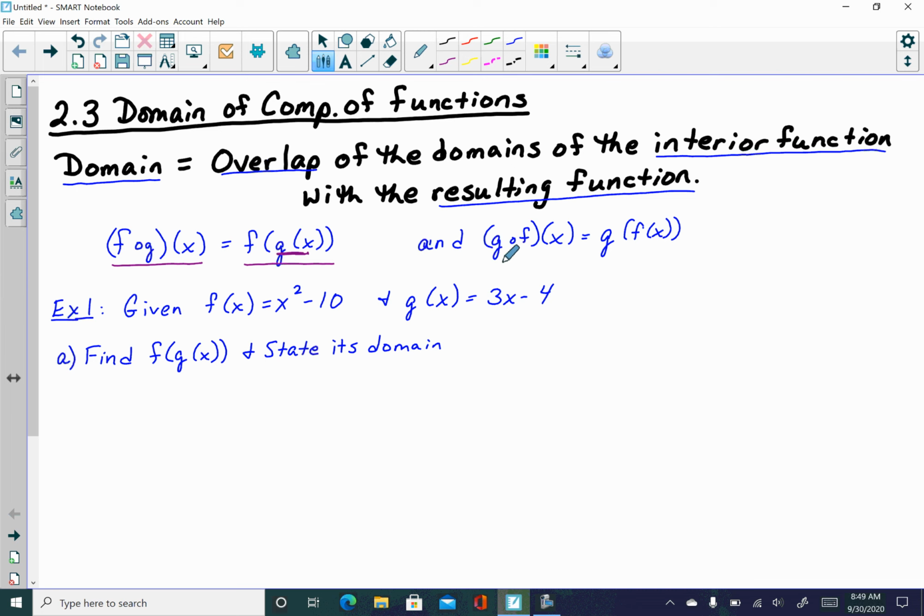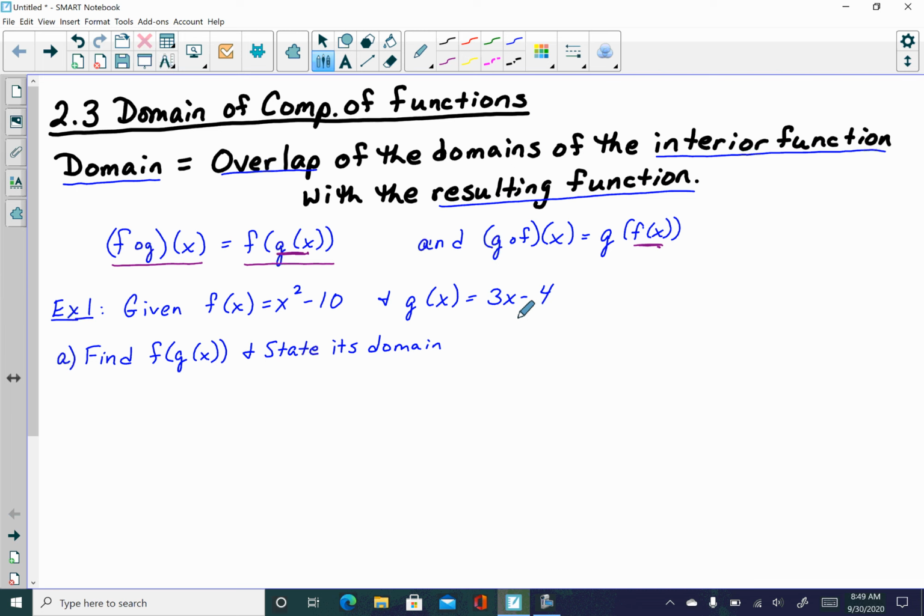Another combination is g followed by f of x. Remember this just means g of f of x, so my interior function this time will be f of x. I will find the domain of f of x and see where it overlaps with my overall result. So I've got two examples that I pulled for us to look at. In example 1, you're given f of x equals x squared minus 10, and g of x equals 3x minus 4.